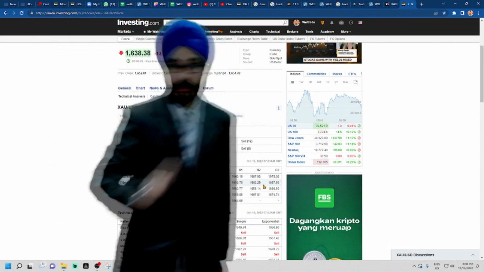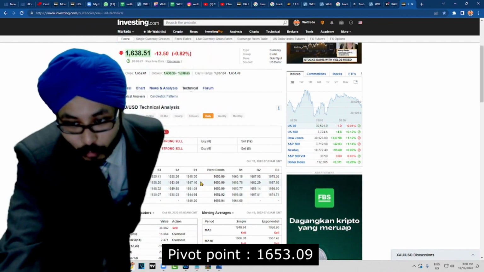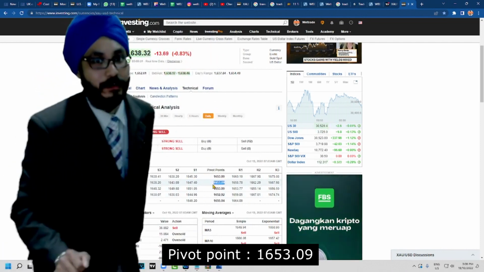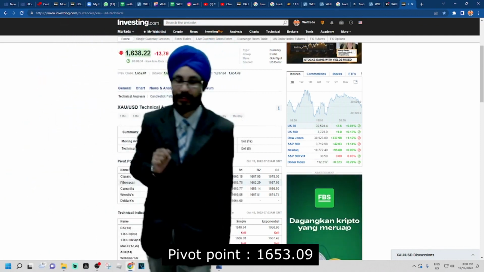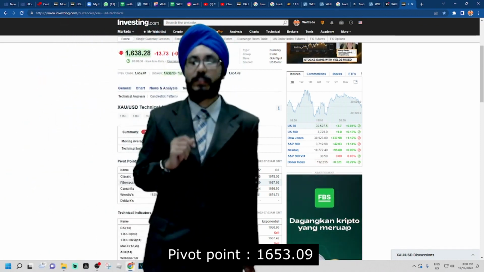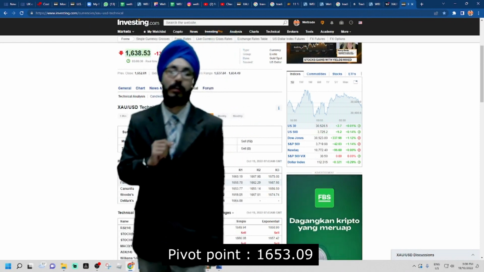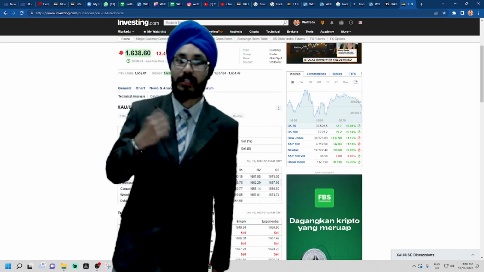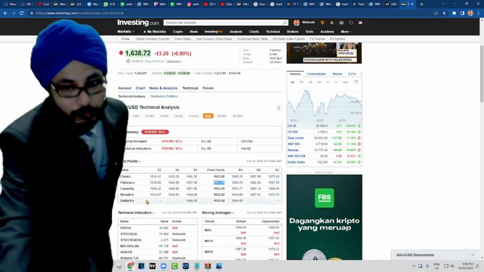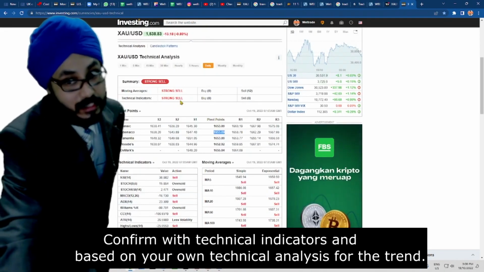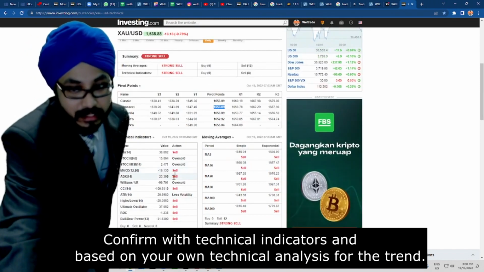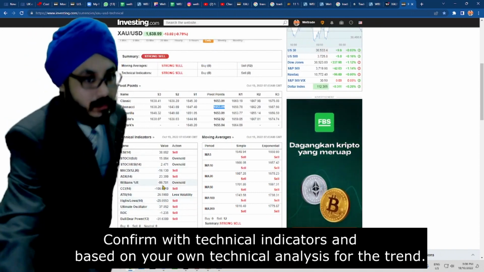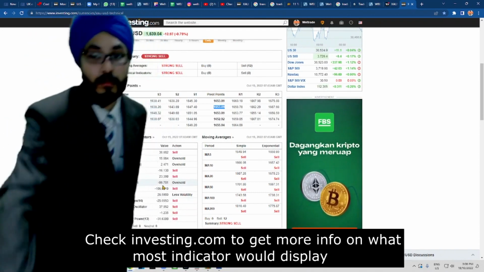And our pivot point is at 1653.09. That's our pivot point. So as we can see, firstly we will have to see what our technical indicator says. What is the trend that they are giving us? As we could see here, our technical indicators are saying a strong sell. And we can see these are all the technical indicators that are involved in order to provide us the indicator, which is for strong sell.